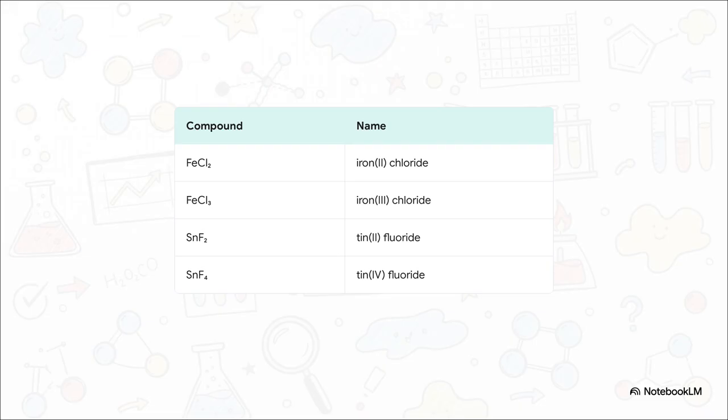So how do we solve this problem? Simple. We use Roman numerals in parentheses right after the metal's name to nail down its exact charge. So FeCl2 is, without a doubt, iron(II) chloride, and FeCl3 is iron(III) chloride. See? No confusion, zero ambiguity.